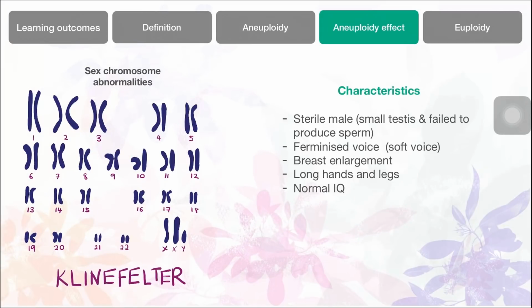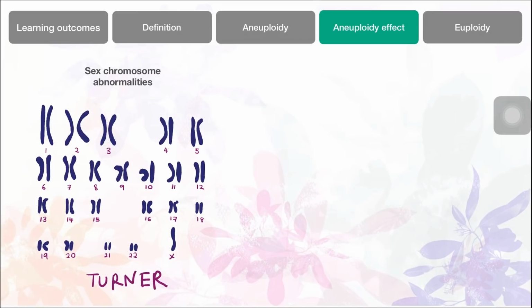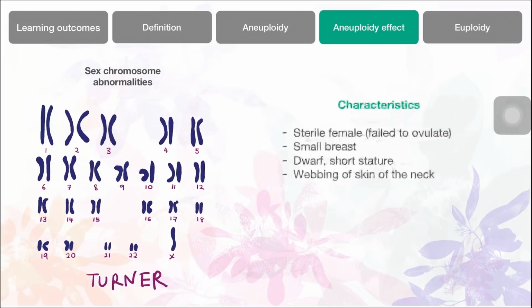Next is sex chromosome abnormalities, which is Klinefelter syndrome. Characteristics: sterile male with small testes who fail to produce sperm, feminized voice, breast enlargement, long hands and legs, and they have normal IQ. Next is Turner syndrome. Characteristics: sterile female who fail to ovulate, small breasts, dwarf, short stature, and webbing of the skin of the neck.